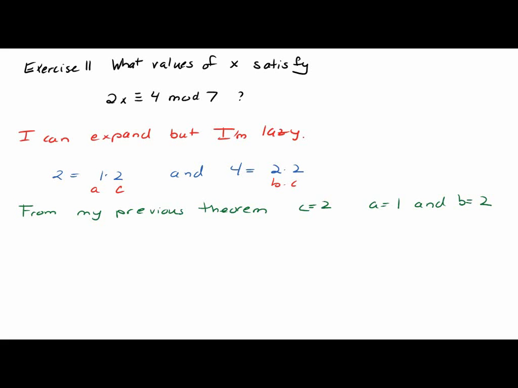And from the previous theorem, my c is 2, and my a and b are 1 and 2, and my m is the 7. So is it true that c and m is equal to 1? Are they relatively prime? Is that true? Because if it's true, I can apply that theorem and just cancel the 2 out of both sides.